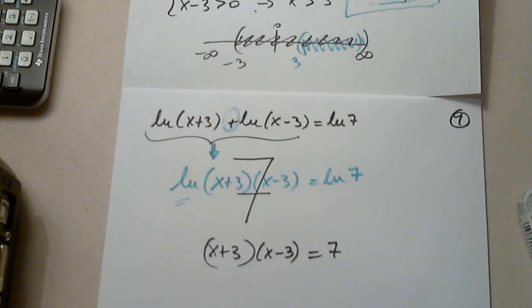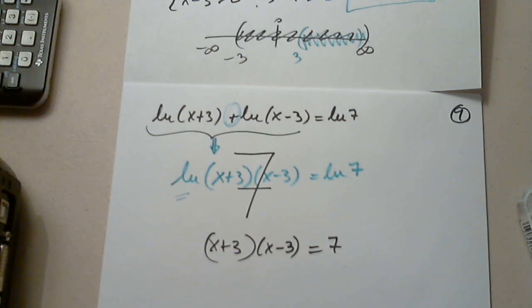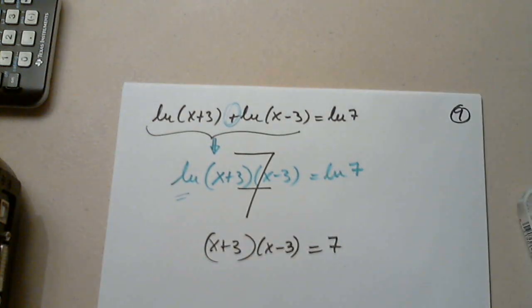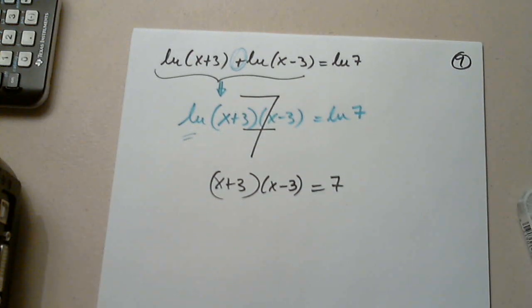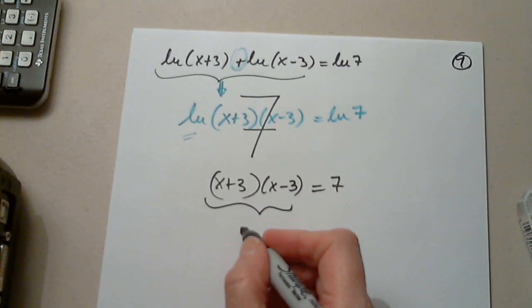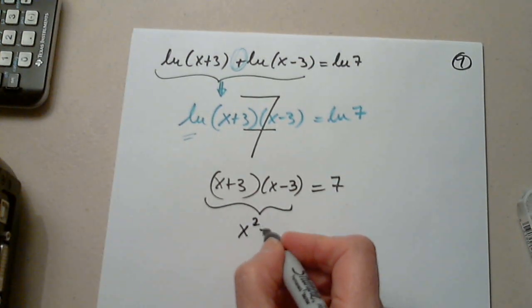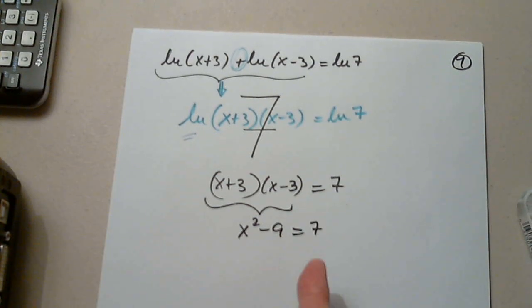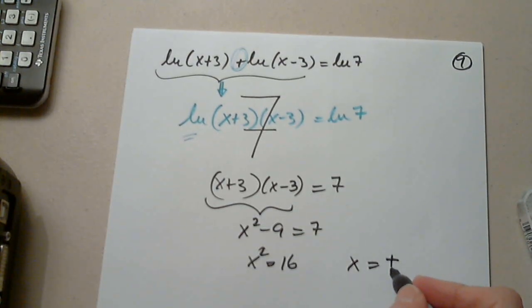Excellent. Now, can anyone give us this product? We discussed these rules, these special products, on the very first day of classes. Can anyone give us this answer quickly? X squared minus 9. Excellent. I have to move 9 to the other side. What do I do now, and how many solutions do I have to find? X equals positive 4 or negative 4. Excellent.